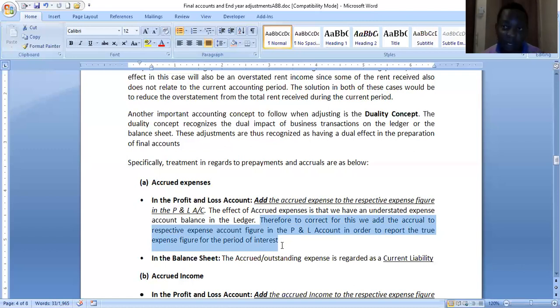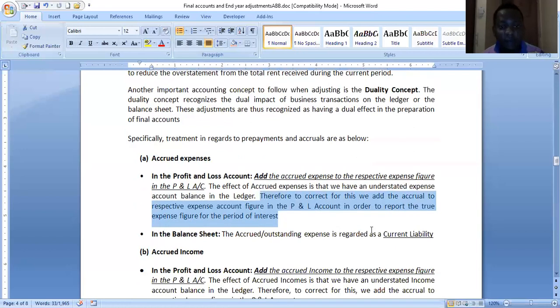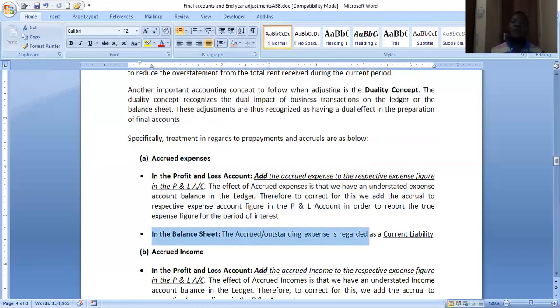So we shall have an example to illustrate that. And then in the balance sheet, the accrued expense is regarded as a current liability, because this is an expense that we as a business have not paid, so we owe the provider of that expense. So if, for instance, it's rent for the month of June and we haven't paid, it means we owe the landlord that rent. So the landlord then becomes like a creditor to us.